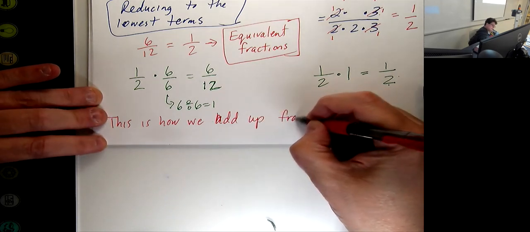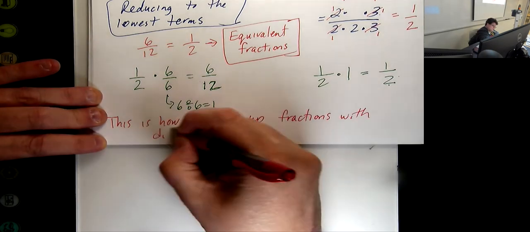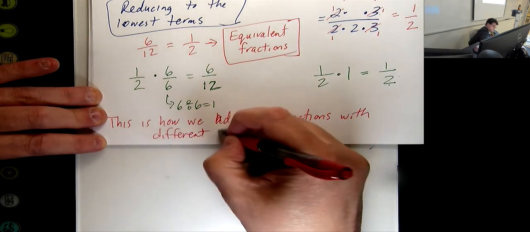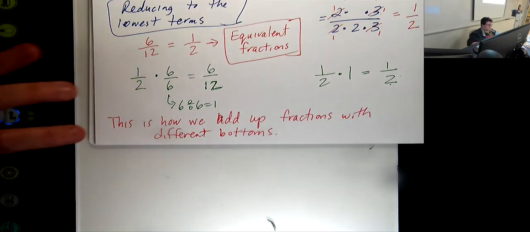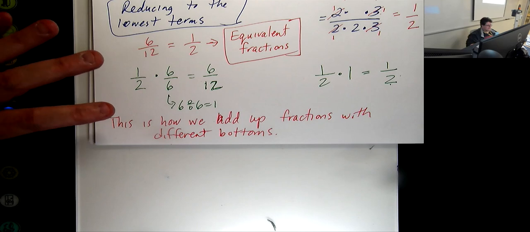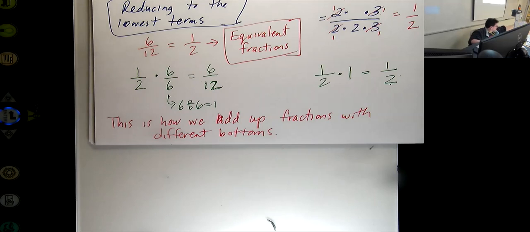Fractions with different bottoms. What do you mean by add up with fractions of different bottoms? 136 plus 148 plus 160. Oh, okay. Oh, you're going to go with that. I'll start with the smaller one first. Let's start with the 28 and 35 first.